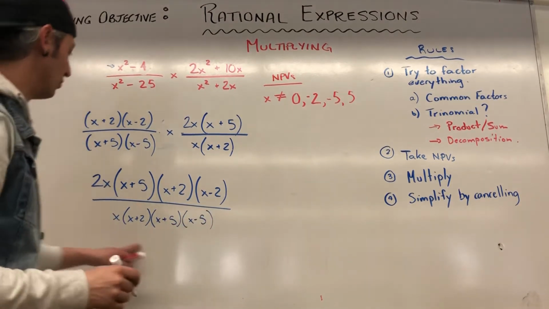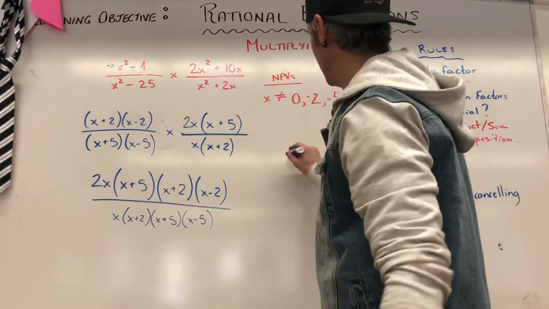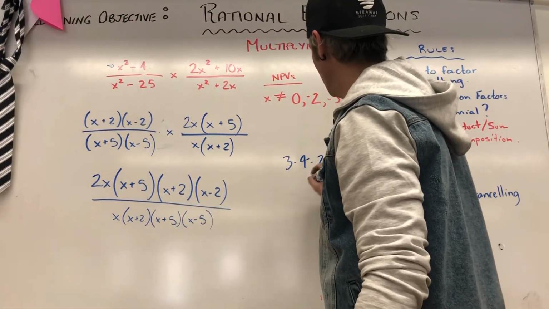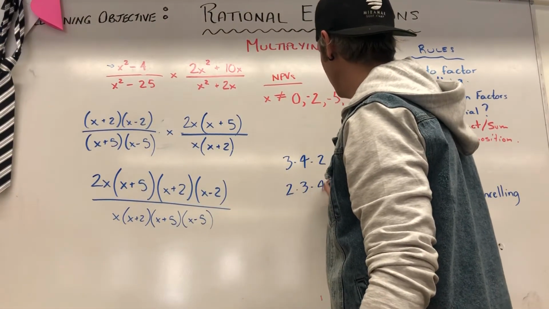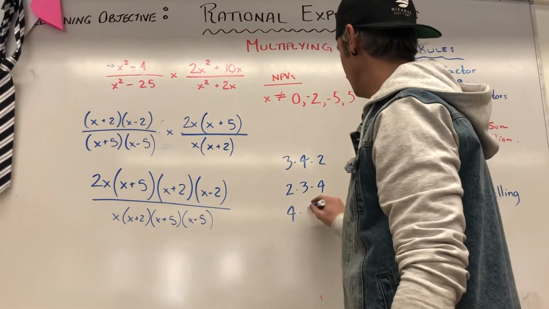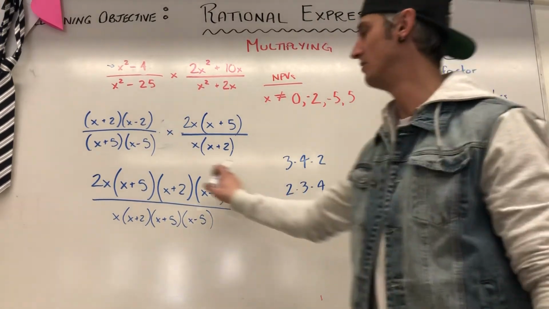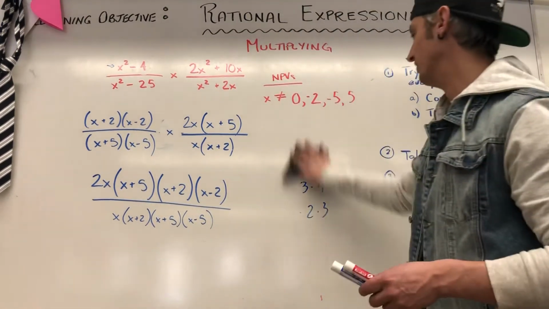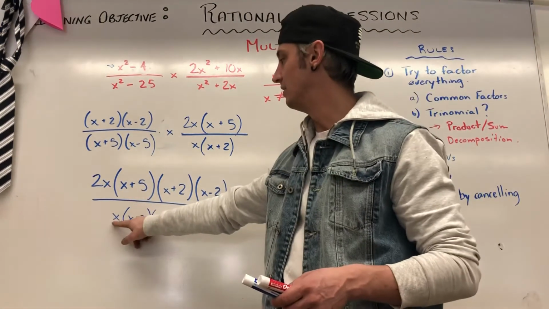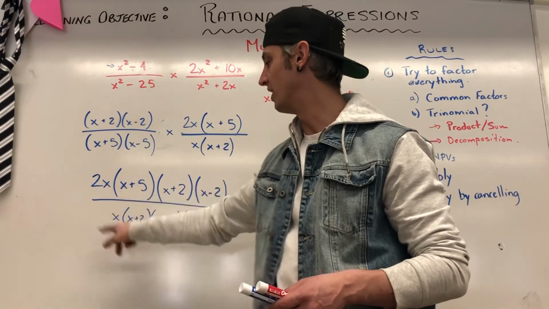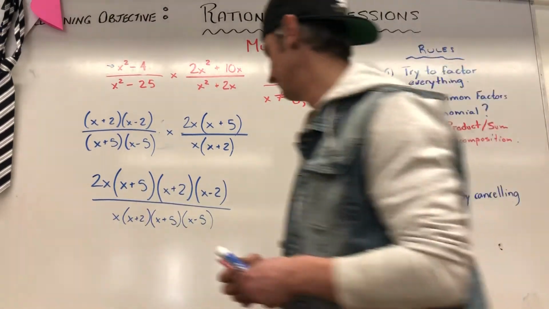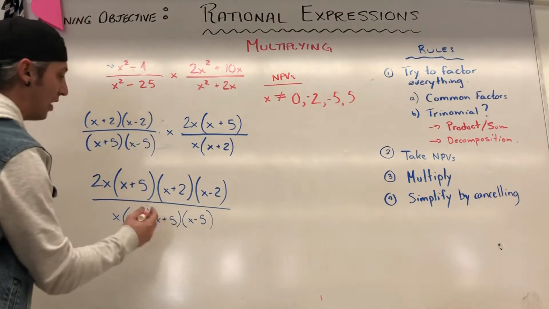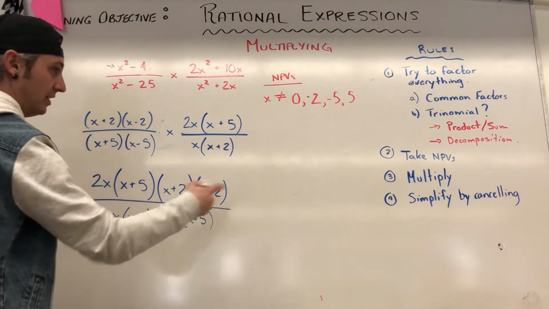It does not matter what order you put your multiplication, because 3 times 4 times 2 is the same as 2 times 3 times 4 is the same as 4 times 2 times 3. It doesn't matter what order you multiply things in. So I always like to have my non-binomials out in front like that. That's just how I like to do it. So then I've multiplied, now I'm going to simplify.